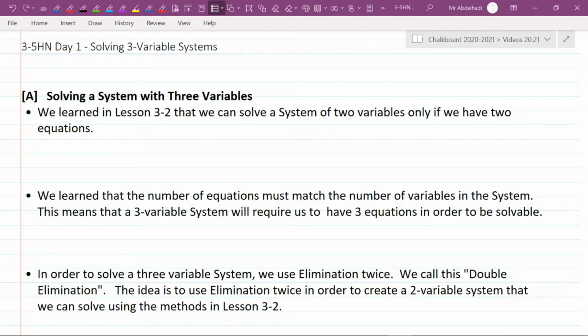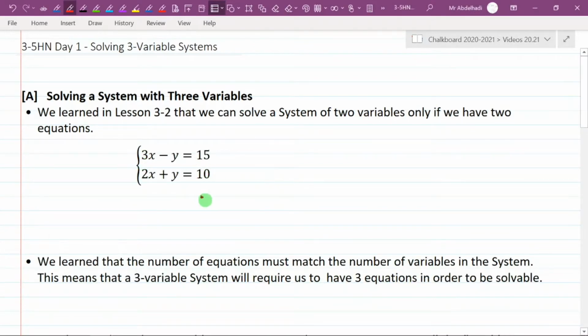Okay, welcome back. Today we're going to be solving systems of equations with 3 variables. Now, we've solved systems of equations with 2 variables, and that looked like this. Okay, this is a system with 2 variables. You notice you have an x and you have a y.